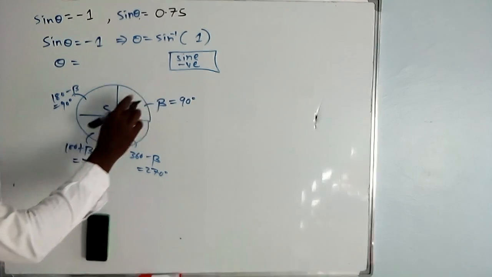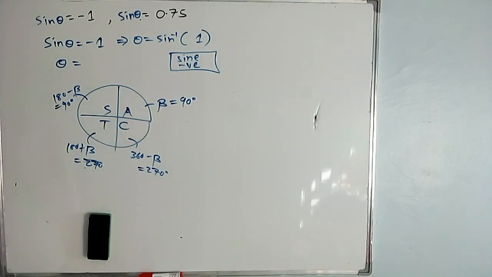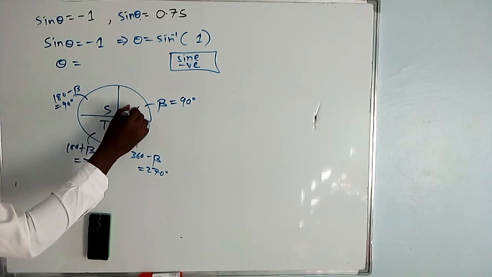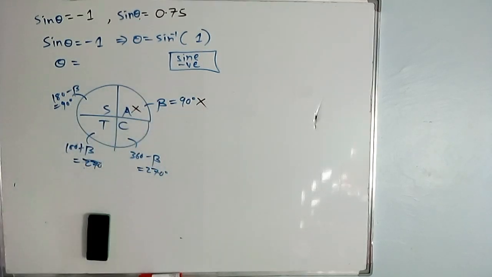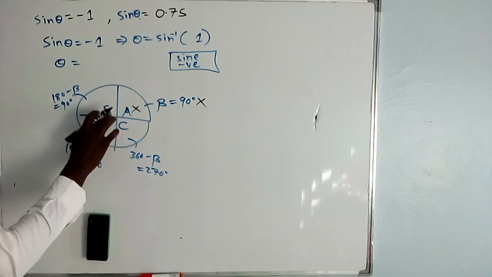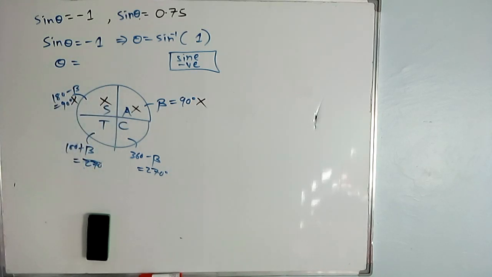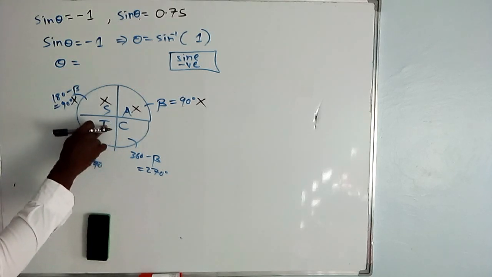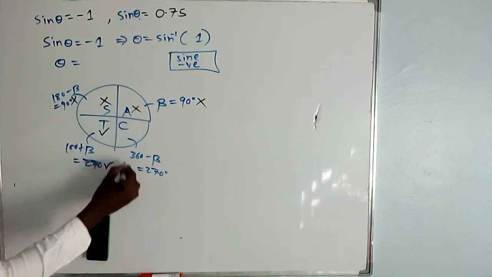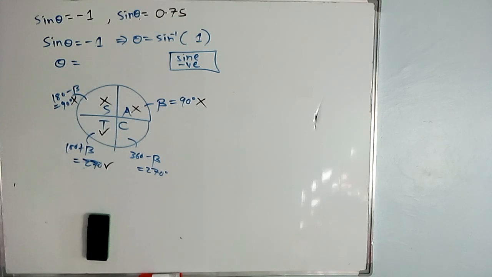So you start with the first quadrant. In the first quadrant, all are positive, meaning we don't need the first quadrant. Then in the second quadrant, only sine is positive, meaning we don't need the second quadrant because we need where sine is negative. In the third quadrant, only tan is positive. So if only tan is positive, it means sine is negative. So we need that angle, 270 degrees.